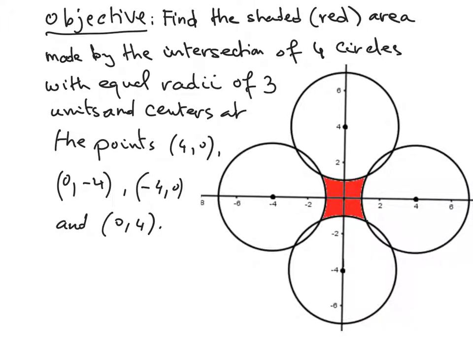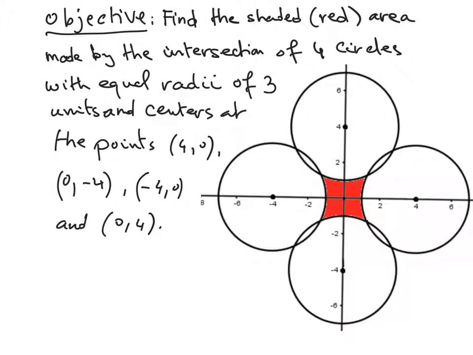The objective of this video is to find the shaded area, the area in red, made by the intersection of four circles with equal radii of 3 units each. The centers are at the point (4, 0) on the right side, at the point (0, -4) for the lower circle, another one at (-4, 0), which is the circle on the left, and the top circle at (0, 4).